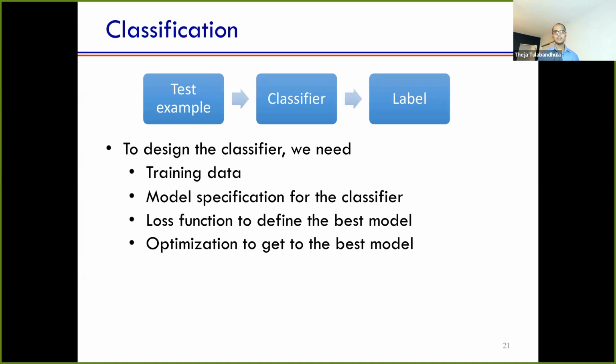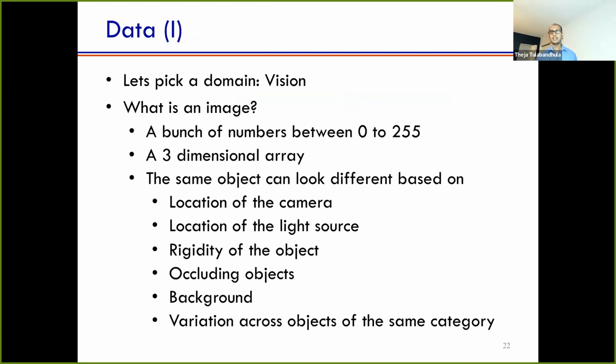Let's briefly look at these 4 components. So data. Actually, even before that, let me just show you what we want to do. At the top is just showing that given a test example, what does the classifier do? It just assigns one of the class labels to any test example, any new example, okay? And all the training data is used to define the parameters inside this classifier. So to design this classifier, you need the training data, the model spec, which model it is, the loss function so that you can define which model is better than another model, and then optimization to get to the best model. So let's talk about data. There are several considerations for data in general.